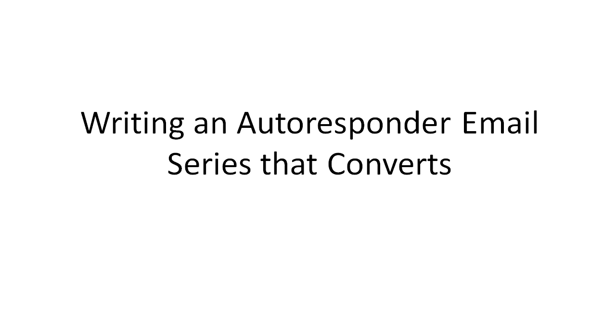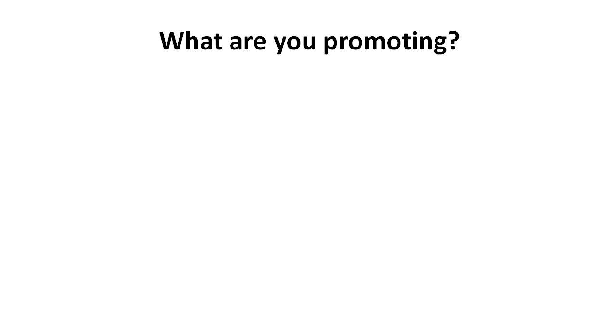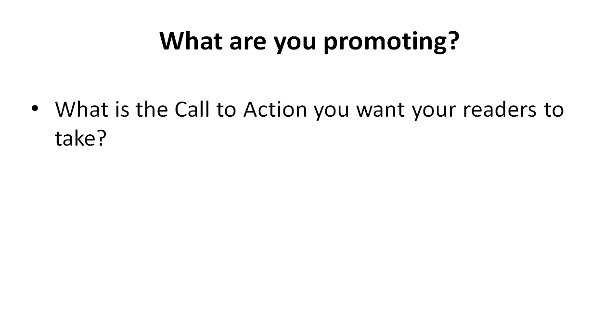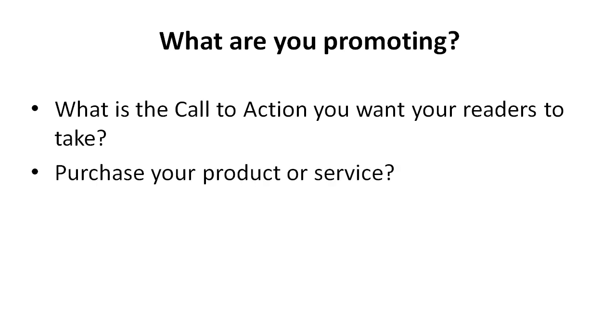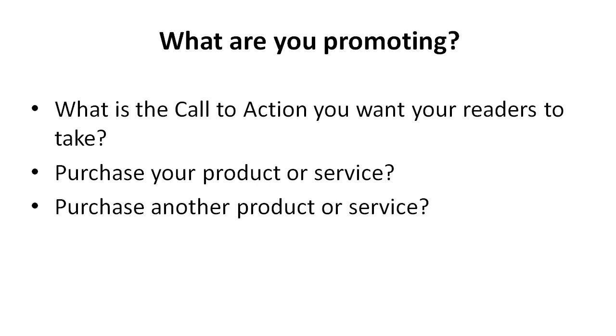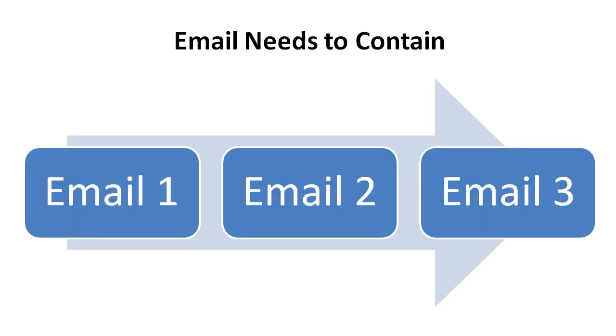So let's talk about writing an autoresponder email series that converts. First of all, you need to figure out what you are promoting. And then you need to figure out what the call to action or the end action is that you want your readers to take. Do you want them to purchase your product or service, purchase another person's product or service, or fill out a form, or what do you want them to take? If you have that in mind, then you can start the process of creating your emails.